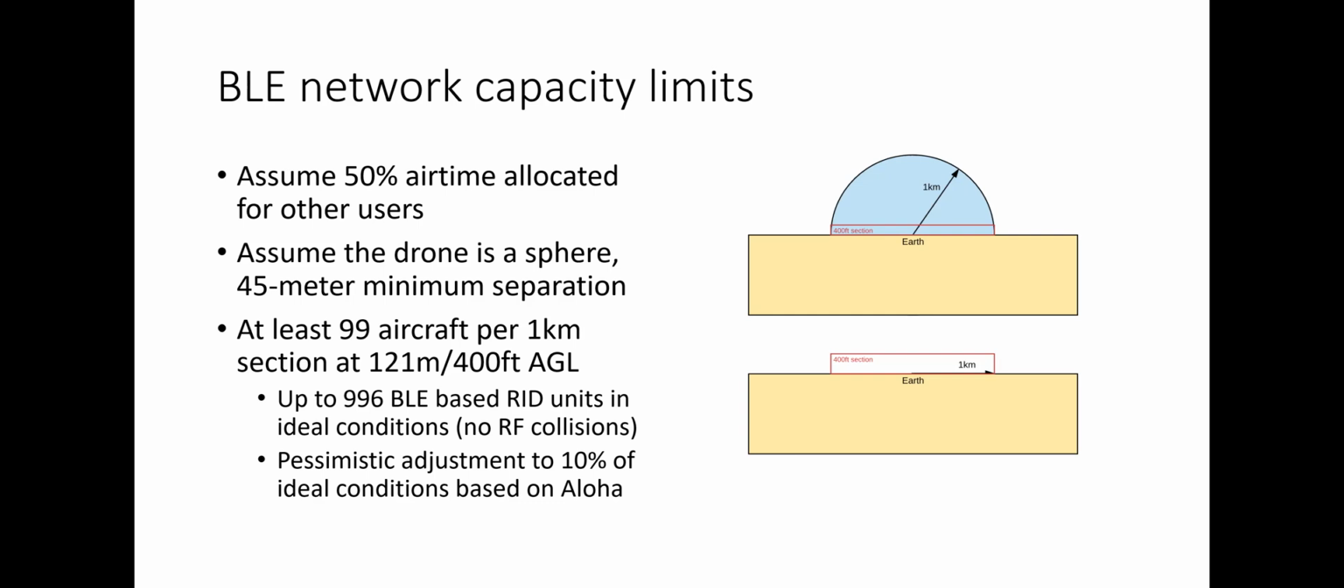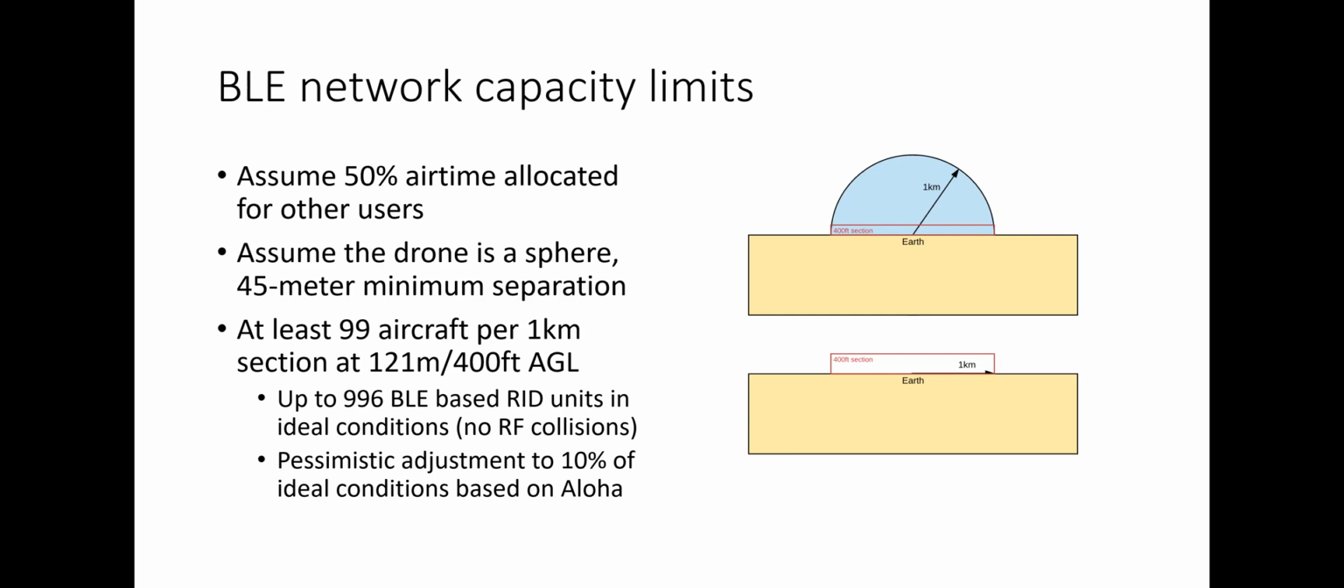And I assumed the drone was a sphere, and that gives you a minimum 45 meter separation, and you get at least 99 aircraft in a 1 meter by 400 foot AGL section of airspace. And you can get up to about 996 aircraft, assuming perfect conditions, no one's colliding with each other in terms of RF, there's no retransmits or anything like that.